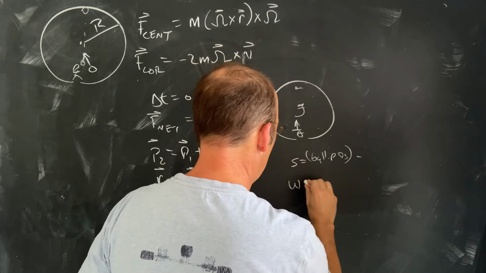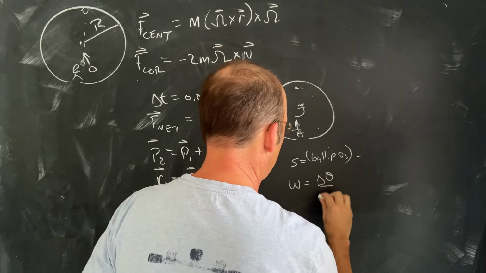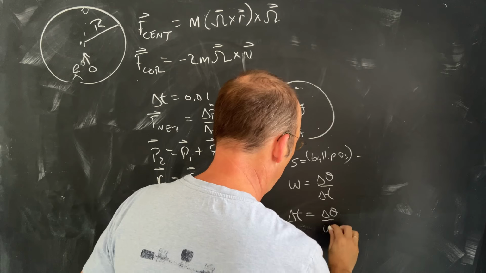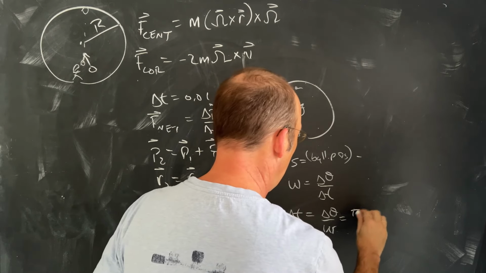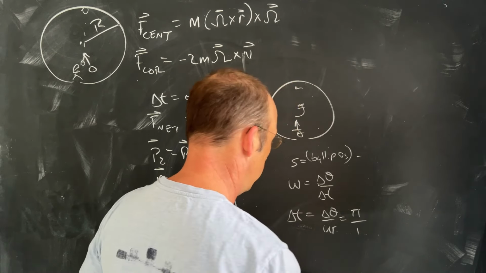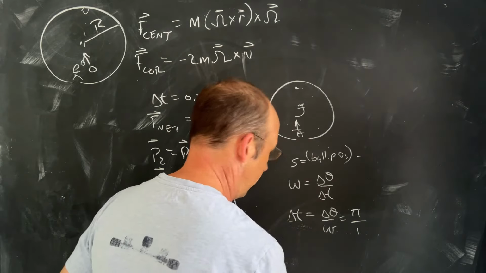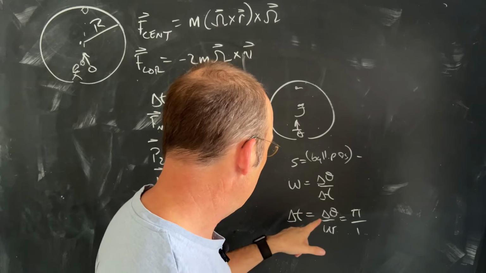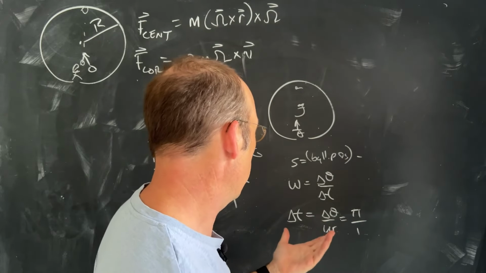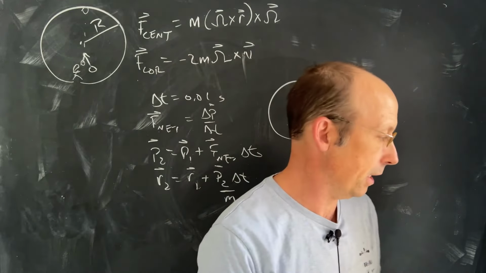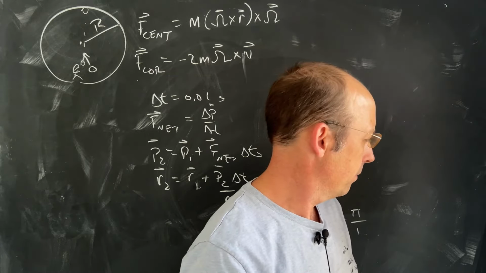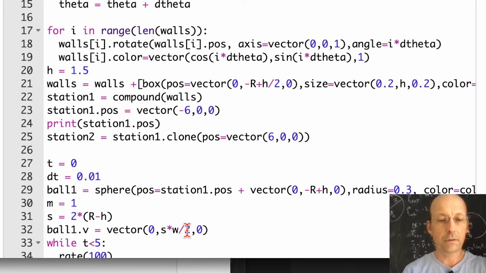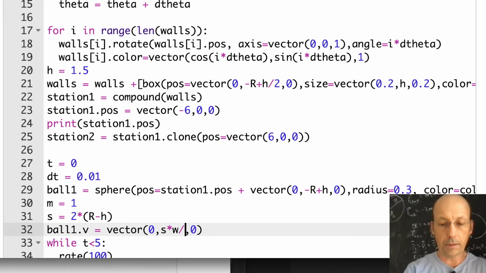And then omega is going to be equal to delta theta over delta t. So delta t is going to be equal to delta theta over omega. And that's going to be equal to pi divided by omega. Okay, so I didn't have the pi in there. That was my problem. Okay, so I'm going to say the velocity is going to be s divided by pi times omega. S times omega divided by pi. So, okay, let's try that. So v is s times omega divided by pi.